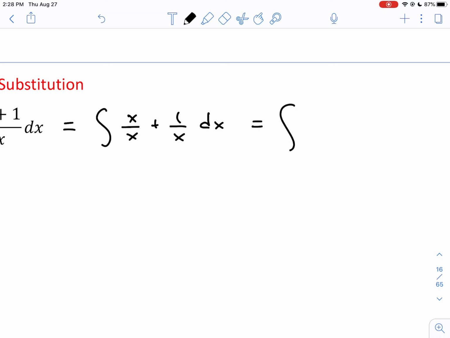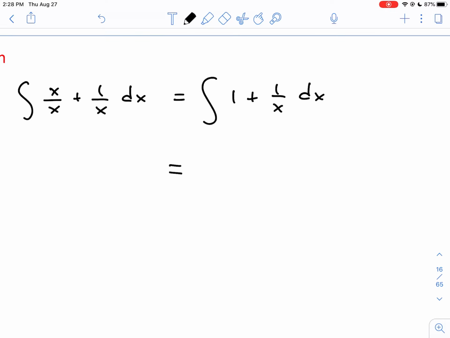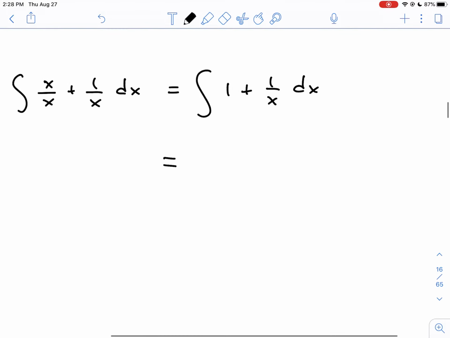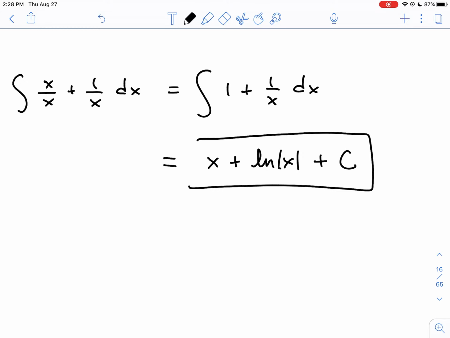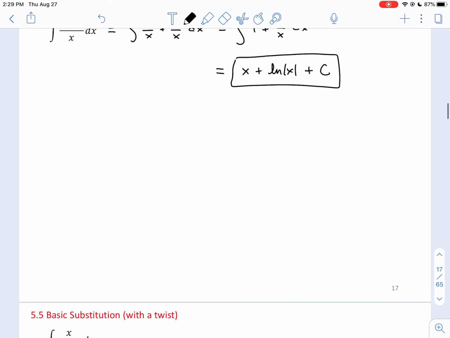And then simplify those, so that just becomes the integral of 1 plus 1 over x dx. Now I'm ready to integrate each of these term by term. So the antiderivative of 1 is x, and the antiderivative of 1 over x is natural log of x in absolute values, and then plus c. And really, just like that, we're done. It required just a little bit of prep work, and then we just anti-differentiated term by term, and we got an answer. But no substitution was required.